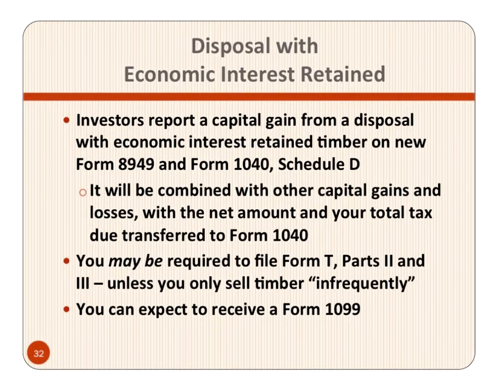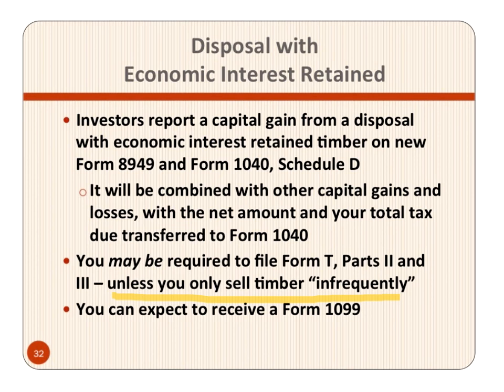So investors report a capital gain from a disposal with economic interest retained on, again, the same forms, Form 8949 and Form 1040 Schedule D. Again, you may be required to file Form T Parts 2 and 3 unless you only sell timber infrequently. And the definition from the instructions to Form T is once or twice every 2 or 3 years qualifies as infrequent sales. So if you sell timber every 2 or 3 years, that qualifies as an infrequent sale.